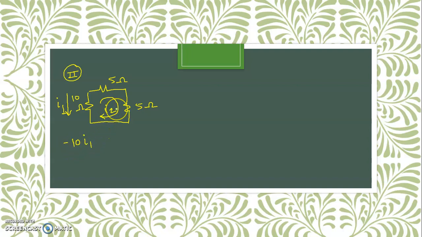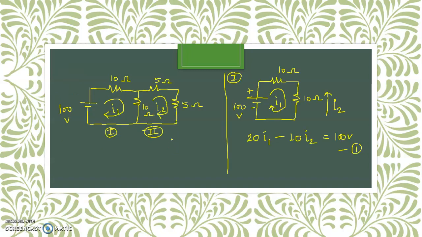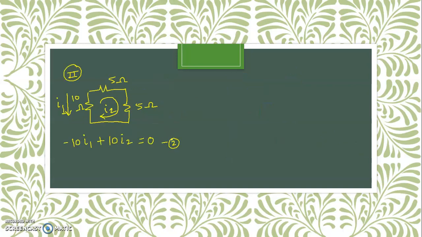Now I2 is the current passing through three resistances, and all three are connected in series. So 5 plus 5 plus 10 is equal to 20. The orientation of this is clockwise, and therefore we consider a plus sign, plus 20 I2, and there is no other source or element present, hence equal to 0. So this is our expression number 2. In expression 1 we are getting 20 I1 minus 10 I2 equal to 100 volt, and in the second expression we are getting minus 10 I1 plus 20 I2 equal to 0.